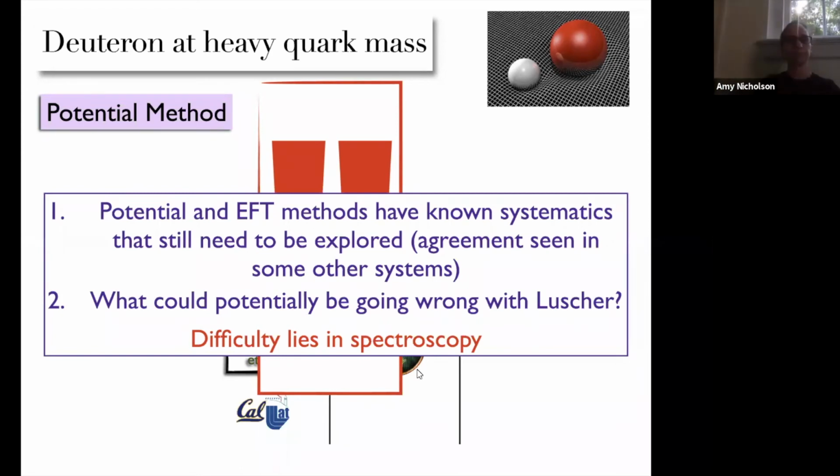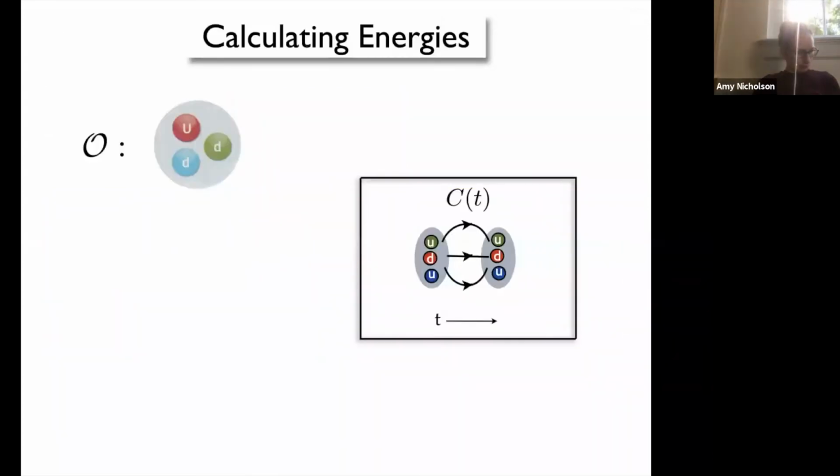And so as a user of the Luscher method, my job is to figure out what might be going wrong with what I'm doing. And so we've looked very heavily into spectroscopy. How well can we determine these energies from the lattice? Okay, I'm looking at how much time I have left to see how much detail I want to go into. So just a very broad overview, how do you calculate an energy on a lattice?